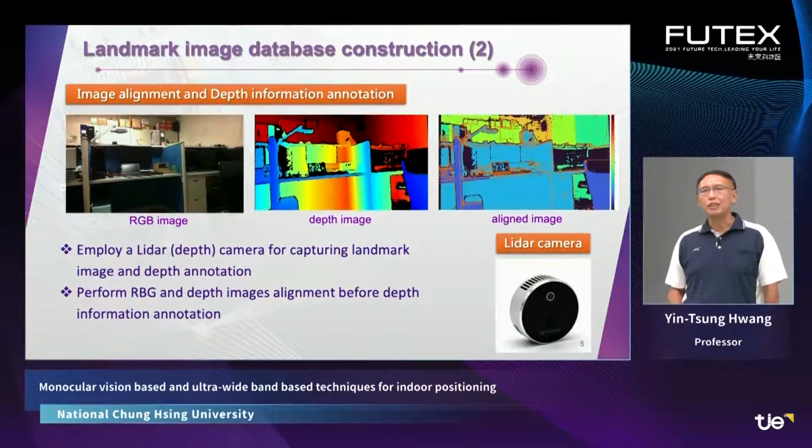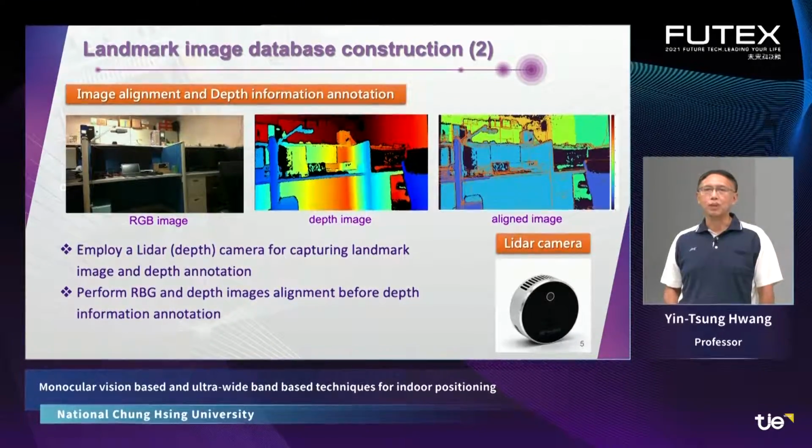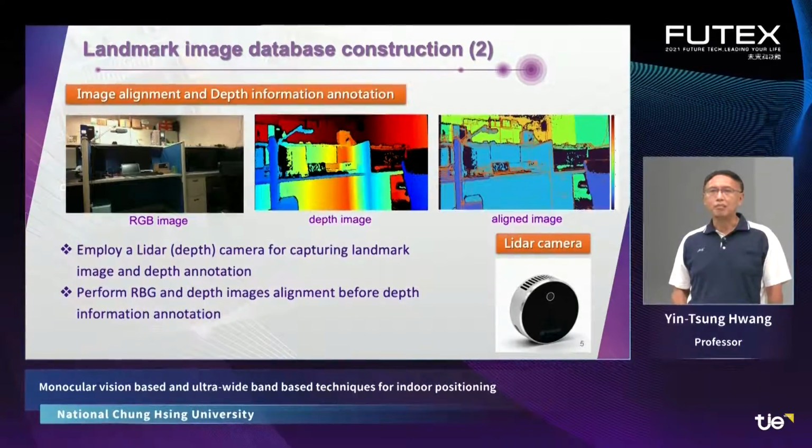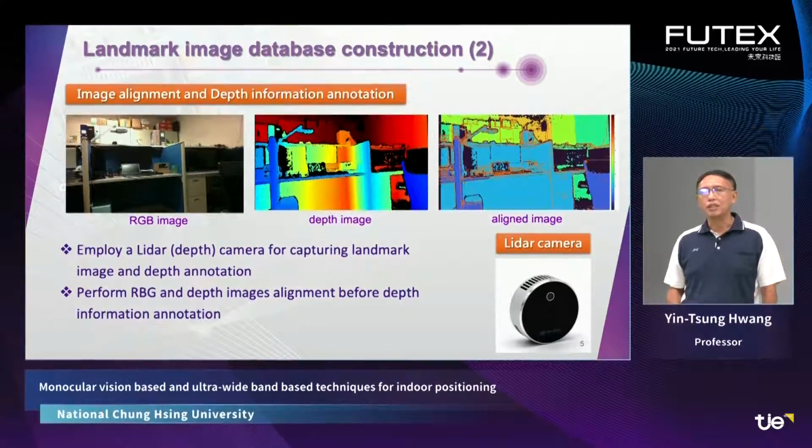A landmark image requires extra depth information. To expedite the process of depth annotation, a LiDAR camera is employed. It can obtain the RGB and the depth image simultaneously. Alignment of these two images is necessary for more accurate depth annotation.